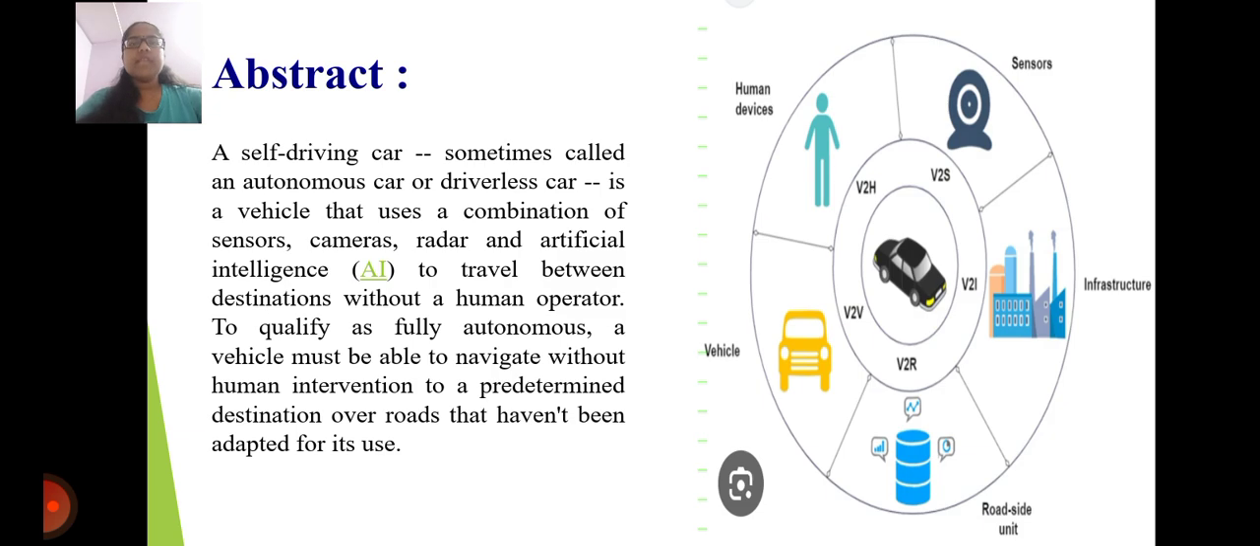Abstract. A self-driving car, sometimes called an autonomous car or driverless car, is a vehicle that uses a combination of sensors, cameras, radar, and artificial intelligence to travel between destinations without a human operator. To qualify as fully autonomous, a vehicle must be able to navigate without human intervention to a predetermined destination over roads that haven't been adapted for its use.